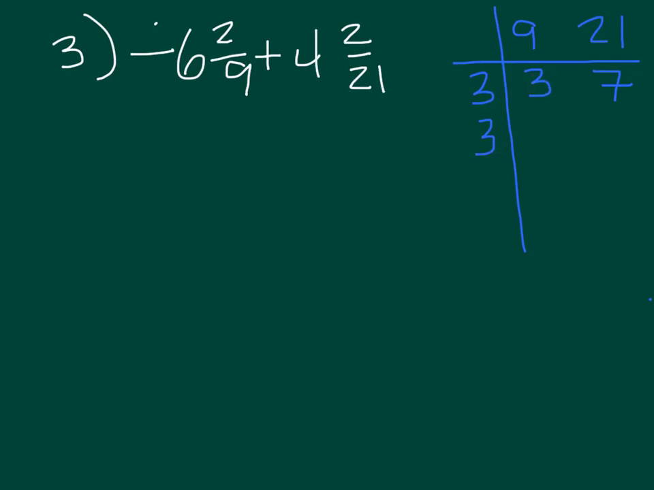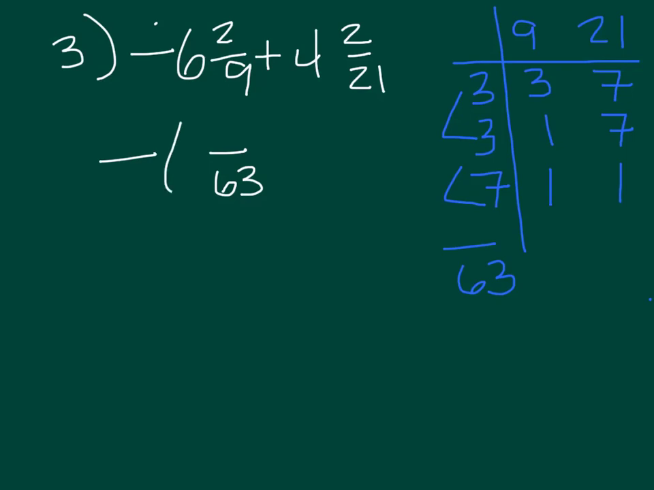Once again, I will put here the 3, and I will say 3 into 3 is 1. 7 is not divisible by 3, so I write a 7. But then I write a 1, and we have prime numbers already. So I already have my common denominator, which is 9 times 7, 63. So I write a 63 here.